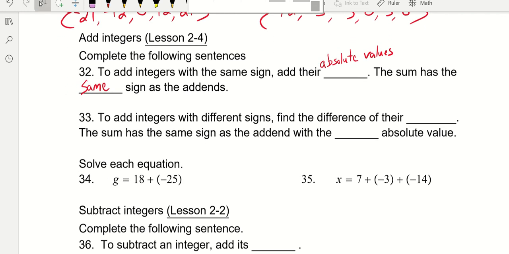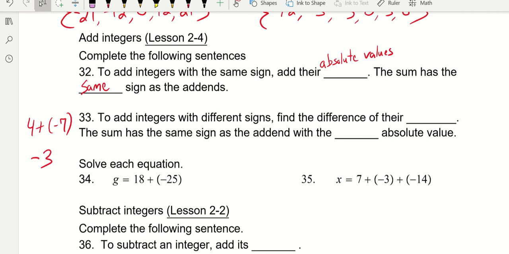Number 33. To add integers with different signs, find the difference of their blank. The sum has the same sign as the add-in with the blank absolute value. Okay. So let's do 4 plus -7. 4 plus -7. This would be -3. Well, how do we do that? Which number has the larger absolute value? -7 does. So we know it's going to be negative. And then how far are 4 and 7? They're 3 apart, so -3.